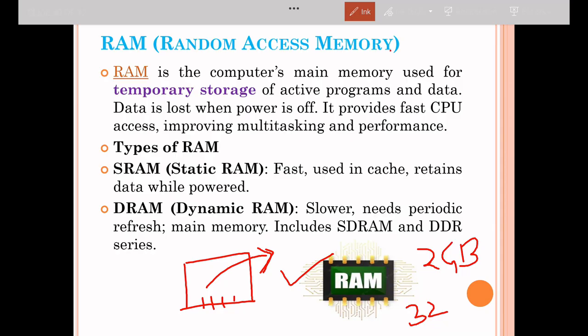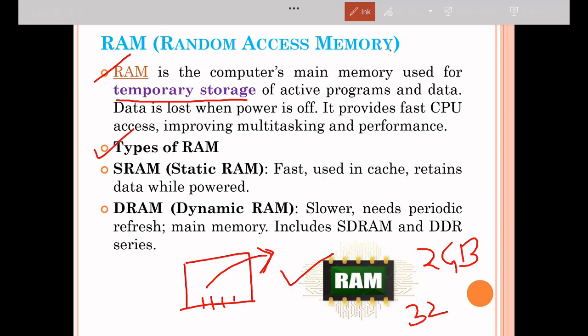So RAM is the temporary memory. Number one, temporary storage. What is the meaning of temporary? Once you shut down your system, all data will vanish. That is the meaning. You have also heard the words volatile and non-volatile. Okay, so this is the temporary storage. RAM means random access memory.